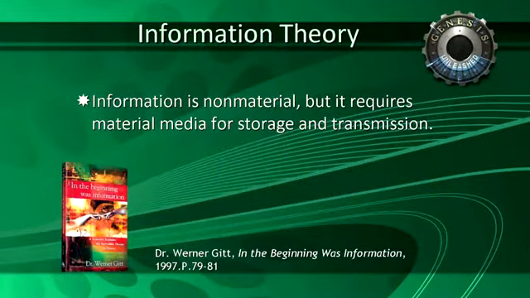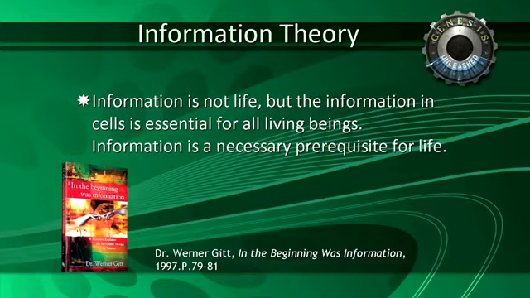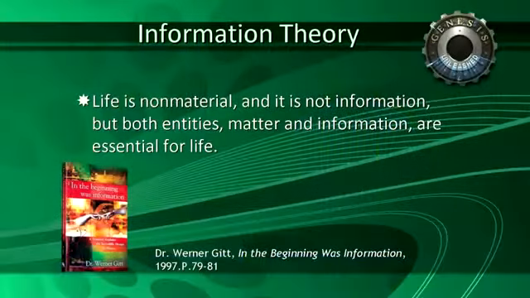Dr. Gitt said that information is non-material. That means information is not derived from matter, but it requires material media for storage and transmission. Second quote, information is not life, but the information in cells is essential for all living beings. Information is a necessary prerequisite for life. Okay, so no information, no life. Third quote, life is non-material and it is not information. But both entities, matter and information, are essential for life. So the point being here is Dr.